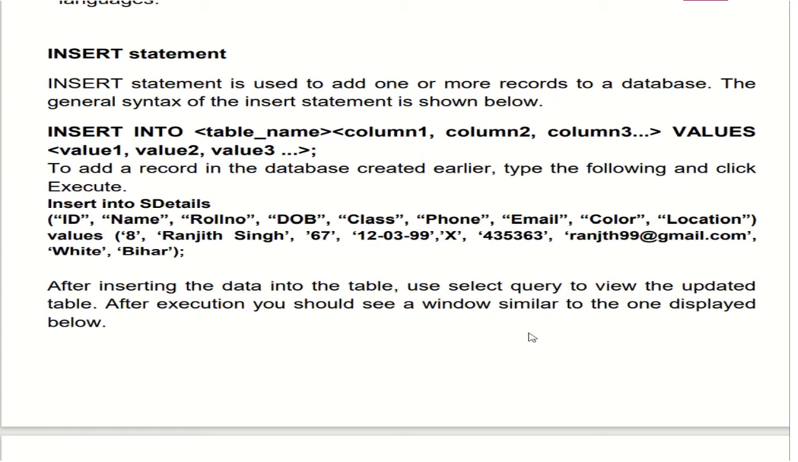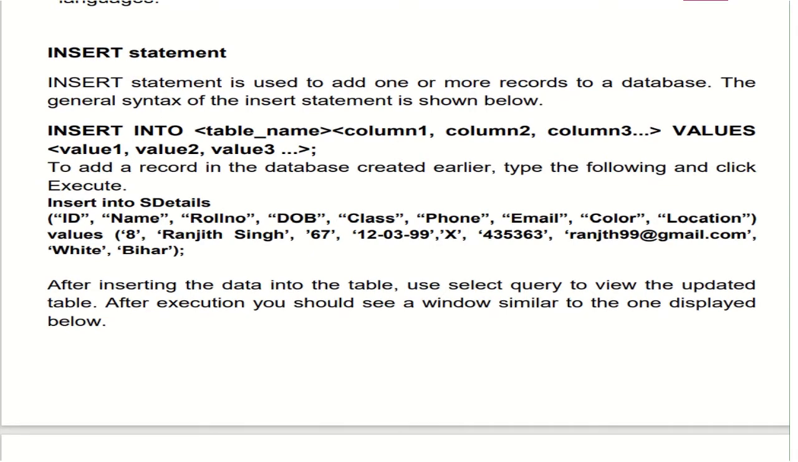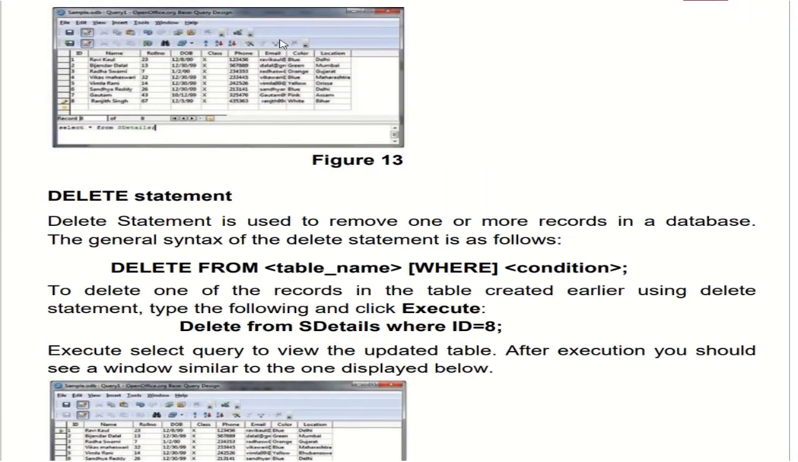After inserting the data into the table, use select query to view the updated table. After execution, you should see a window similar to the one displayed below. Like see, this is the window that will be displayed. Like how you need to display? Select asterisk from the table name you need to write, and then you have to use a semicolon.